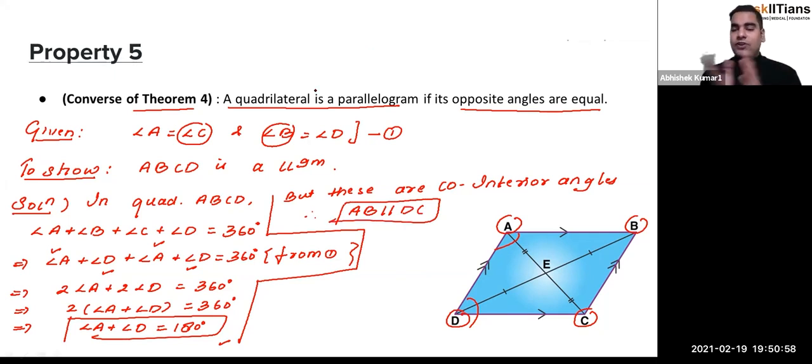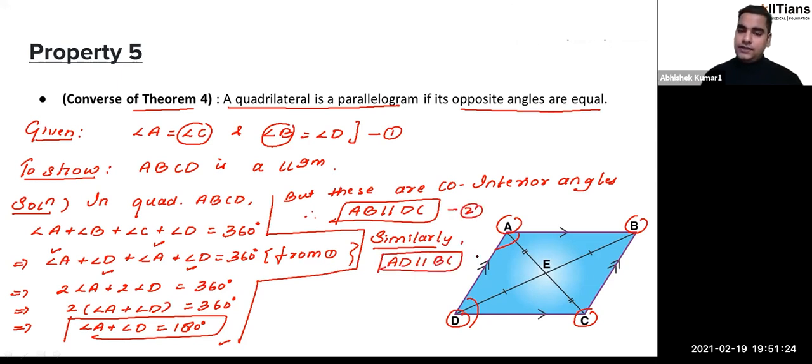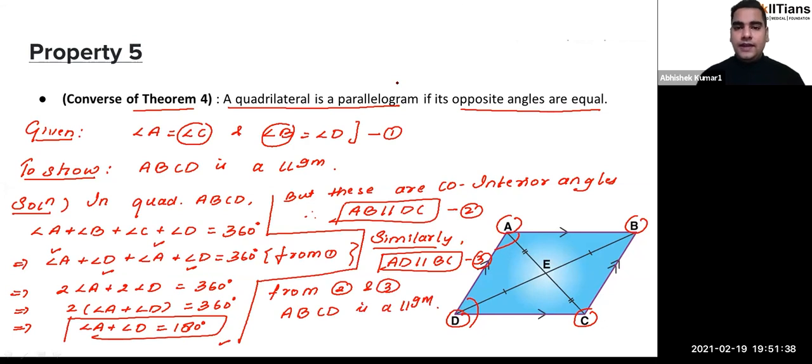Similarly, we can show for the other angle also. We can show A plus B is equal to 180 degree and AD will be parallel to BC. If that happens, automatically this figure which is given to you will get converted into a parallelogram. Okay. So similarly, we are going to have AD is parallel to BC. Okay. Therefore, from 2 and 3, if I call this 2 and this one as 3, ABCD is a parallelogram. Understood? That's what we have.